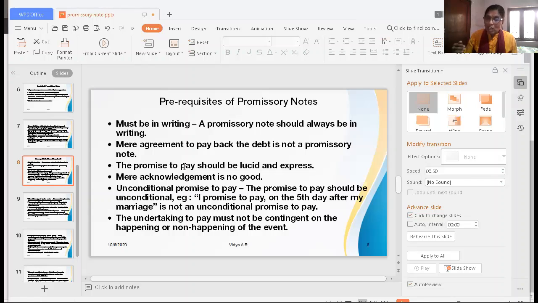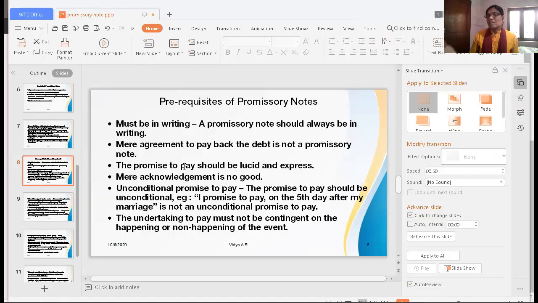The promise to pay should be lucid and expressed. What does it mean? You have to clearly write. We have seen that question. The names of the people are given. The amount is mentioned. The kind of interest you have to pay is mentioned. And the date also is to be there. And mere acknowledgement is not good.